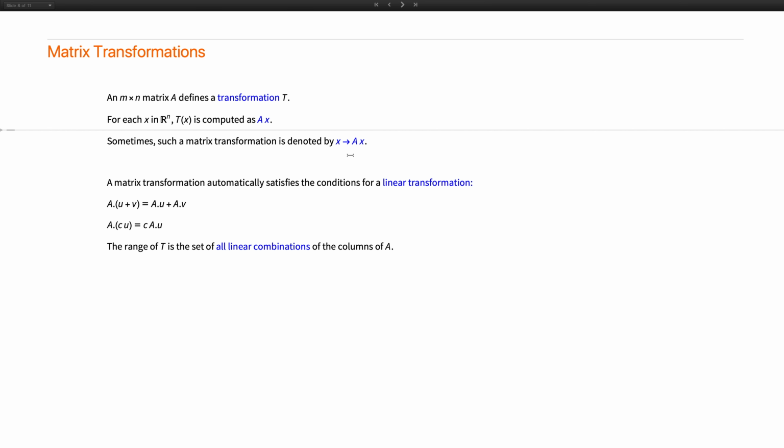Now, these matrix transformations automatically satisfy the linear transformation definition, because A dot u plus v is A dot u plus A dot v, and A dot cu is C times A dot u. So the point over here is that every matrix transformation is actually a linear transformation. So every time you have a matrix, you actually have a linear transformation.